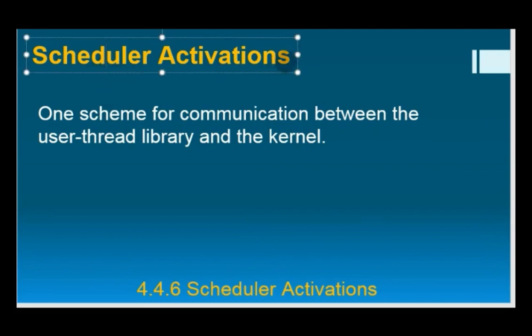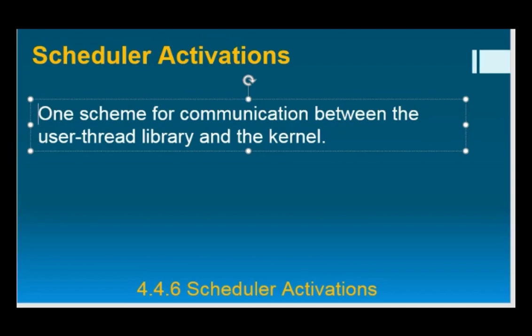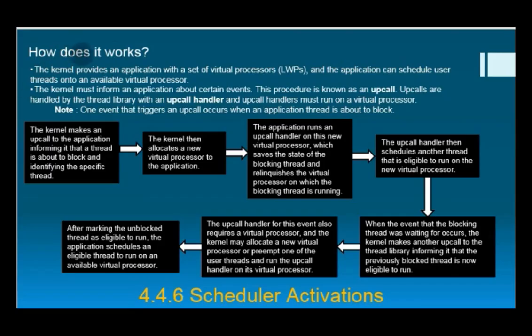One scheme for communication between the user thread library and the kernel is called scheduler activations. So how does it work? The kernel provides an application with a set of virtual processors, and the application can schedule user threads onto an available virtual processor. The kernel must inform an application about certain events. This procedure is known as an upcall. Upcalls are handled by the thread library with an upcall handler, and the upcall handlers must run on a virtual processor.